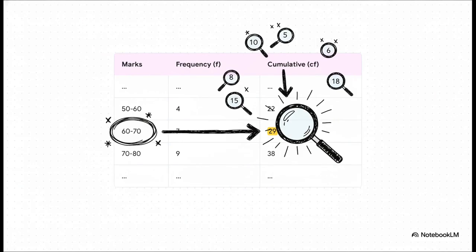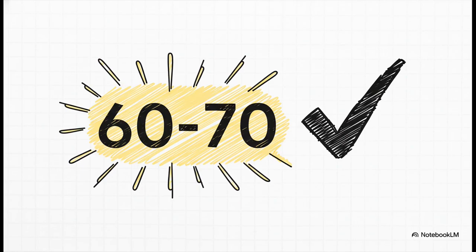And now for step 3. We're going to go hunting in the CF column for a value that's just bigger than our magic number, 26.5. Let's look. 5 is too small, so is 8, 12. 22 is still too small. But what's the very next one? It's 29. Perfect. That's the first number that's greater than 26.5. And the class that corresponds to 29 is 60-70. Boom, that's our median class. Yes, we did it! The median class is 60-70.